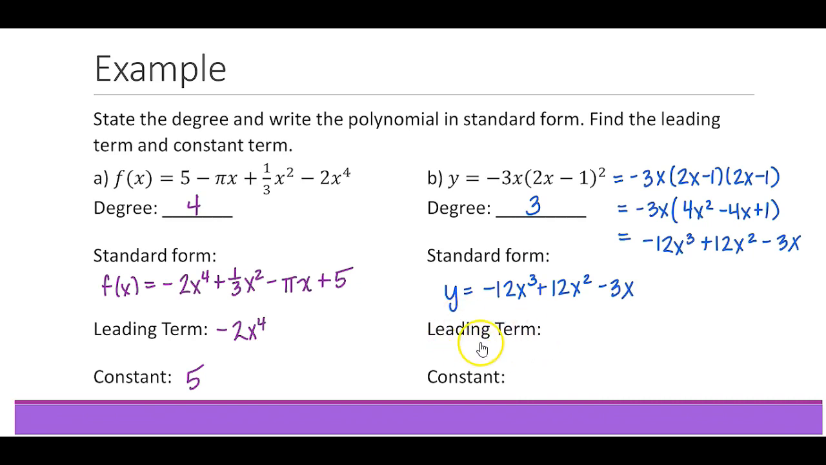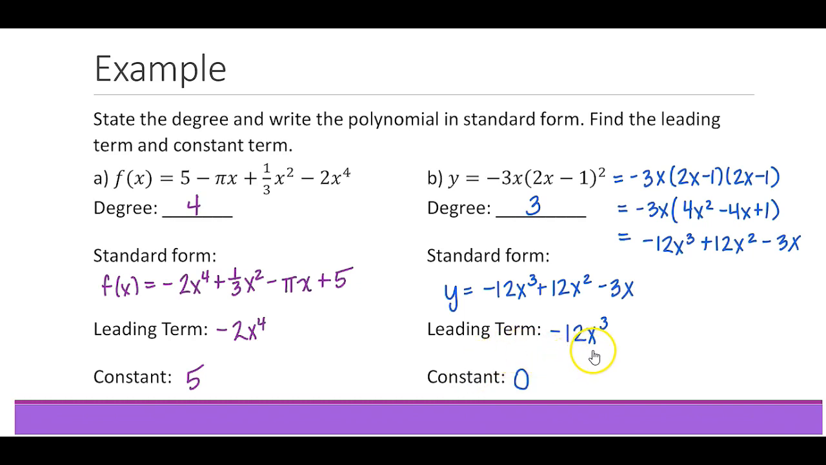The leading term now we can see is negative 12x to the third, the term with the degree 3, so negative 12x to the third. And the constant term, well, the term that doesn't have any variables is just 0, because at the back here I could think about having a plus 0, so that would be my constant term.